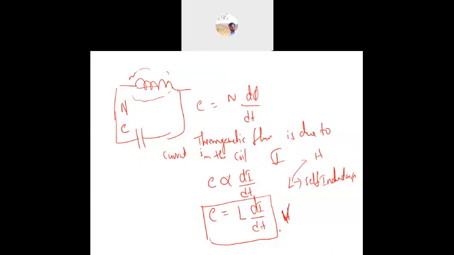Self-induced EMF is E equal to N d phi by dt. This is the expression for inductance. The magnetic flux is directly proportional to the current changes, so E is directly proportional to di by dt. We write E equal to L di by dt, where L is the proportionality constant, the self-inductance. Next, we will take mutual inductance.